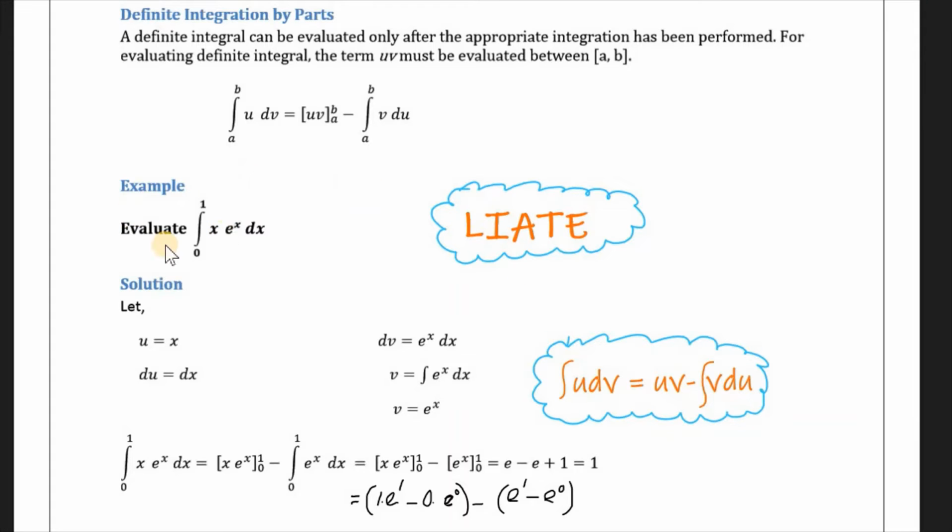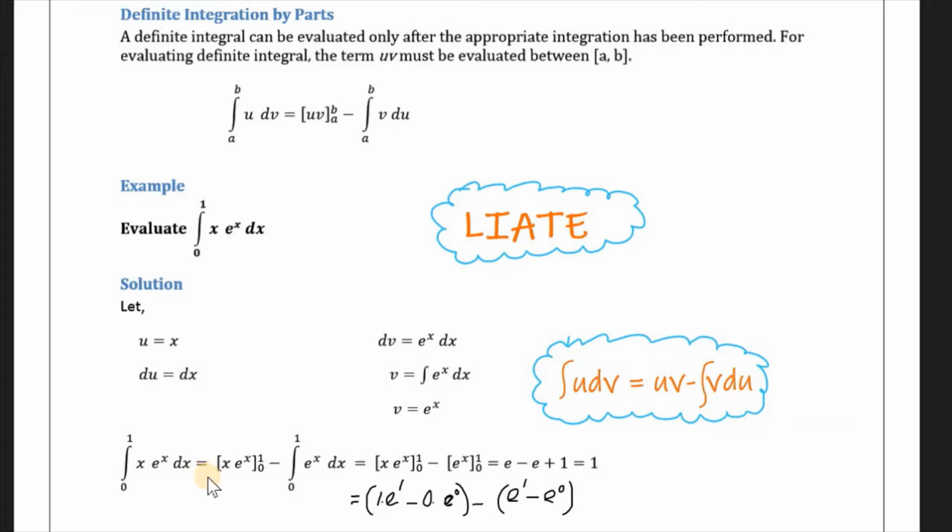Right, so a question of this example between algebra and exponent. Algebra comes first, meaning the appropriate u will be the algebra, the x. And we differentiate: du/dx is 1, so du is dx. As for the dv portion, e power x dx, we integrate both sides, we get v, and here we are to integrate the e power x, which is e power x.